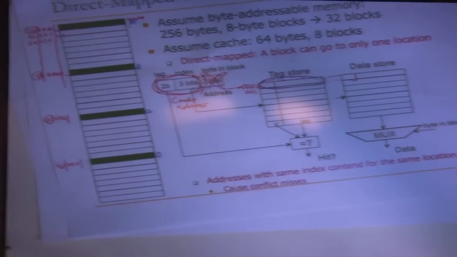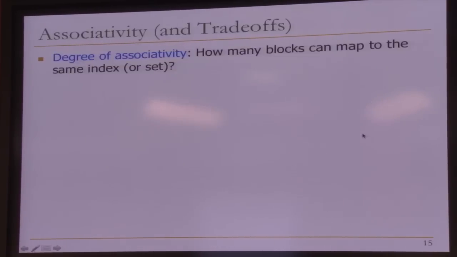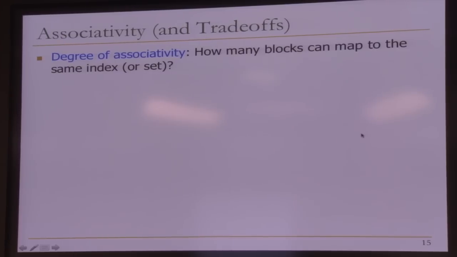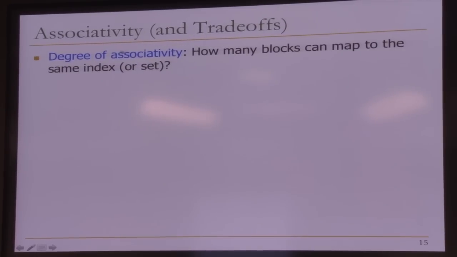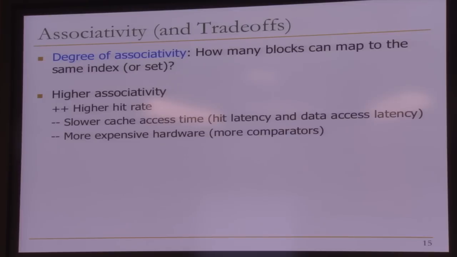Well, the big downside of this is really the logic, the critical path, power, and everything we've talked about. So what is associativity? It's really how many blocks can map to the same index or the same set. If the answer is 1, it's direct mapped. If the answer is the number of cache blocks in the cache, it's fully associative. Higher associativity has benefits.